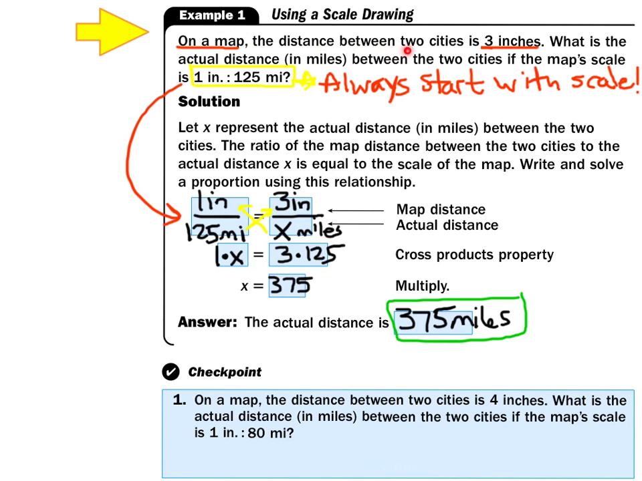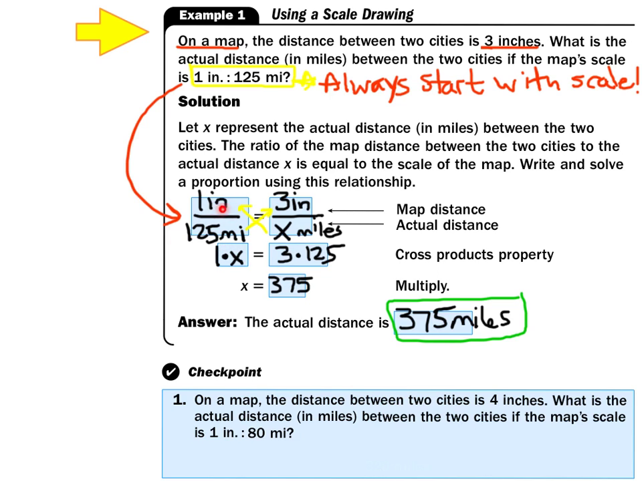On a map, the distance between two cities is 3 inches. What is the actual distance in miles between the two cities if the map scale is 1 inch compared to 125 miles? Now, I put a star here. Always, always start with the scale. If they give you the scale, start with the scale. So notice how I used it down here. So I put 1 inch on top of the fraction and 125 miles on the bottom.